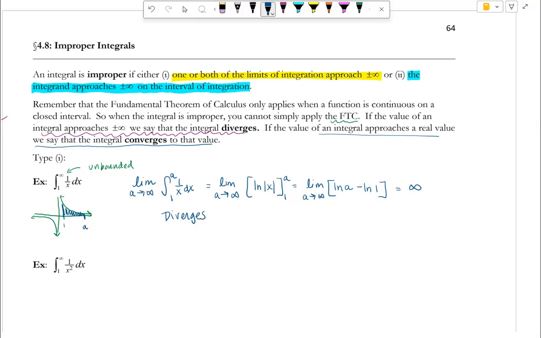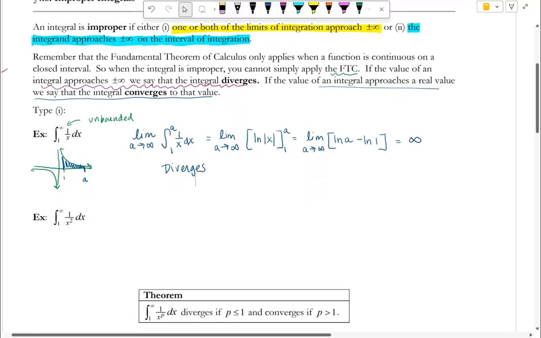This integral diverges because the area is going to approach infinity. Like it's going to be infinitely more area the more we go. But it's kind of counterintuitive because that just doesn't always happen. So let's look at our second example.